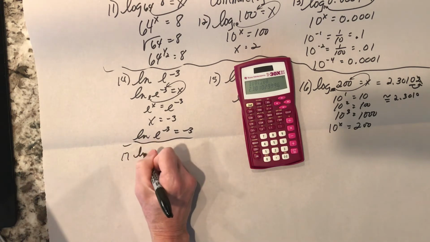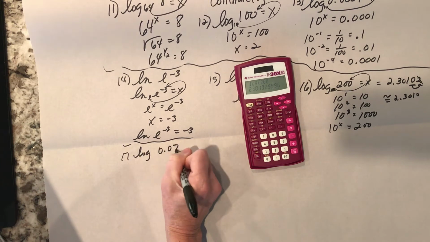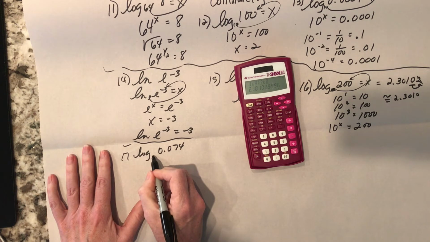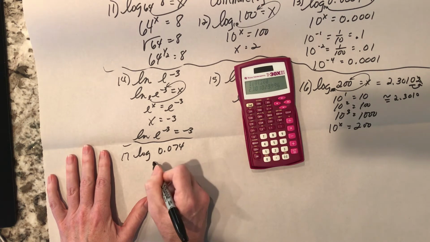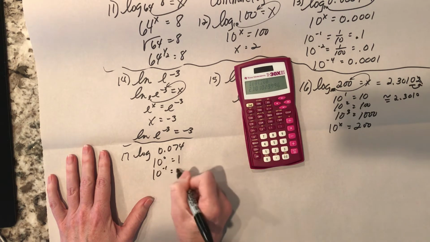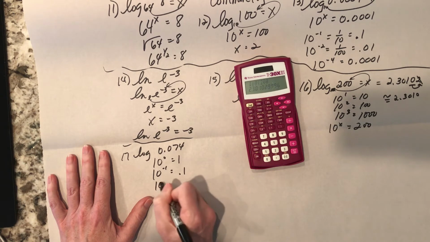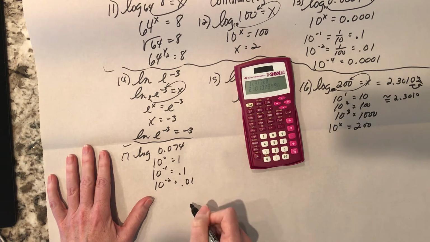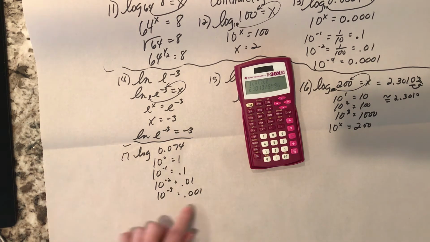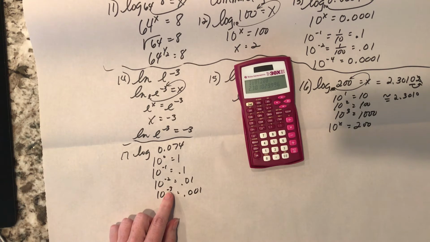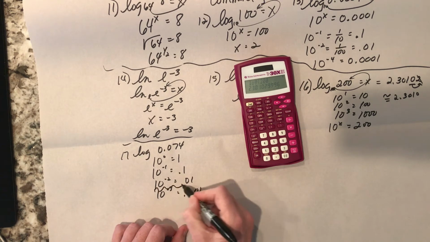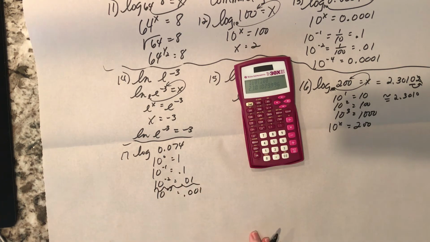We're looking at the common log of 0.074. Again, that's asking us, what do you have to raise 10 to become 0.074? So 10 to the 0 power is 1. 10 to the negative 1 is 0.1. 10 to the negative 2 is 0.01. 10 to the negative 3 is 0.001. 3 numbers here, 3 there, like we talked about earlier. So our number needs to be somewhere in here between -2 and -3.